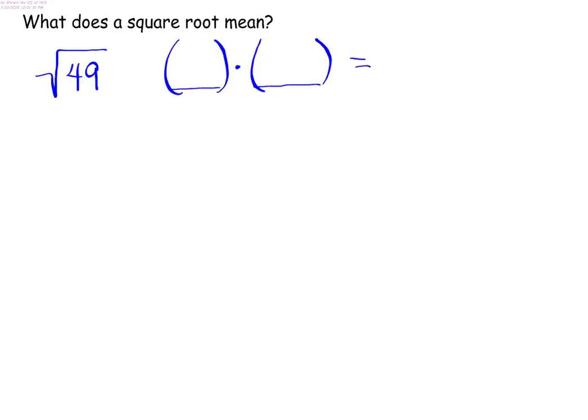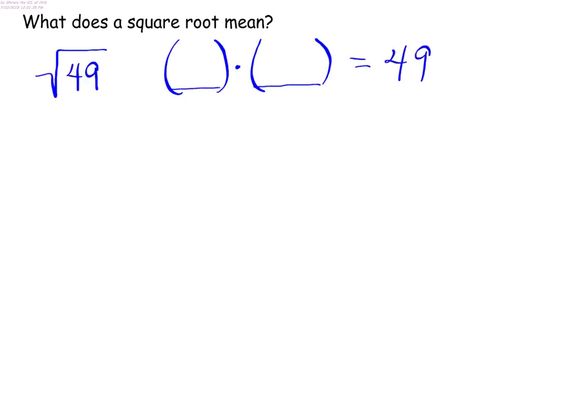...does the square root of 49? That means that there are exactly two numbers that are exactly alike, and I mean down to the sign, they're exactly alike, that when I multiply these two numbers, they're always going to give me 49.